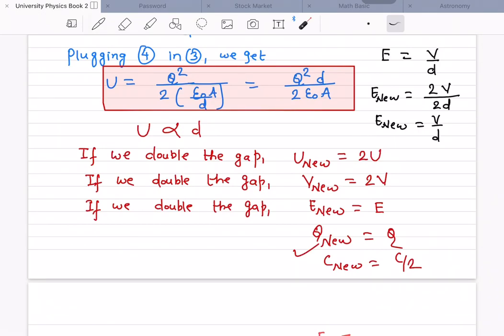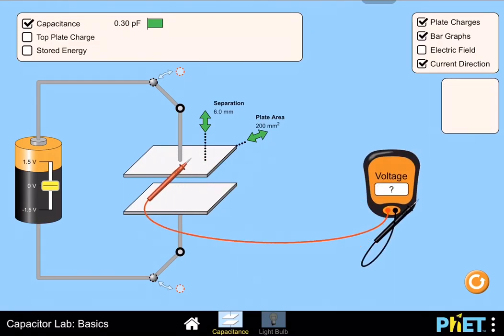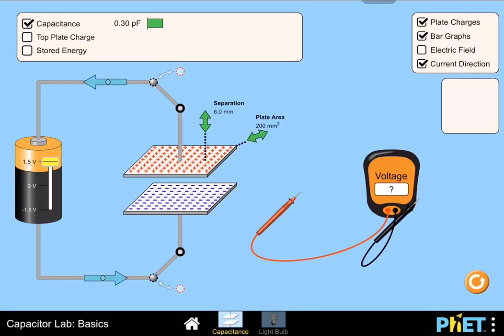Now let me show you this one by the simulation. So here I'm using a simulation. As you can see, we have the two plates here. This is the plate, and now I'm changing the potential to 1.5 volt. That means the capacitor is charged now. So this is the charge on the capacitor, and this is the stored energy.